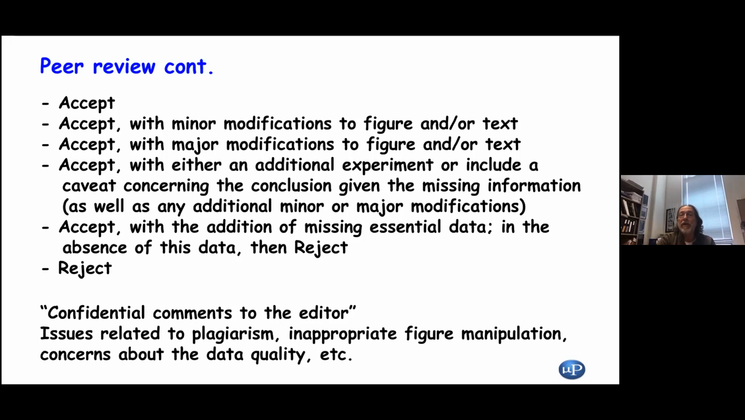In addition, we also have confidential comments to the editor, and these would be comments such as a worry about plagiarism or inappropriate figure manipulation, or concerns about the data quality in terms of not meeting the standards in the field.